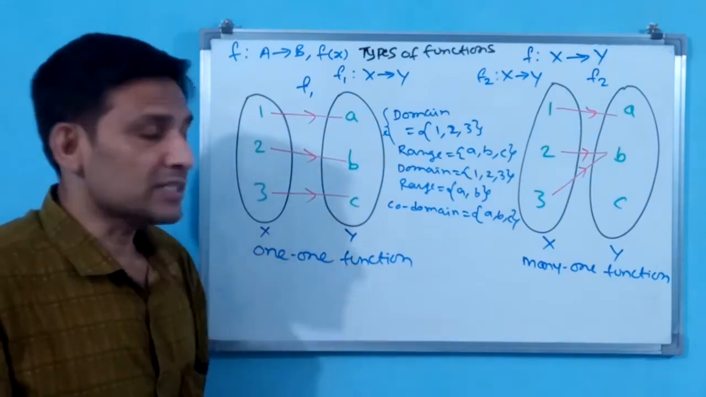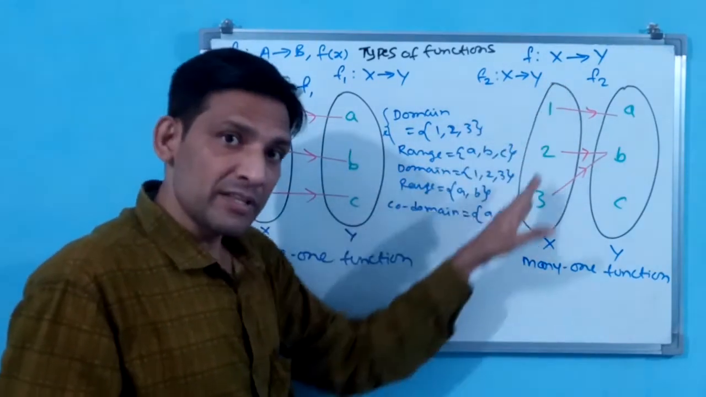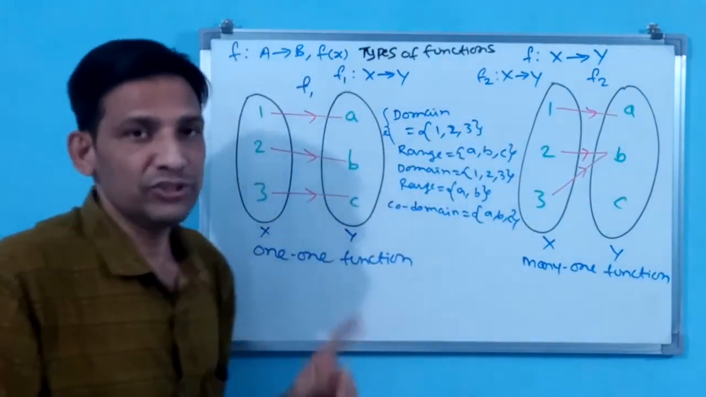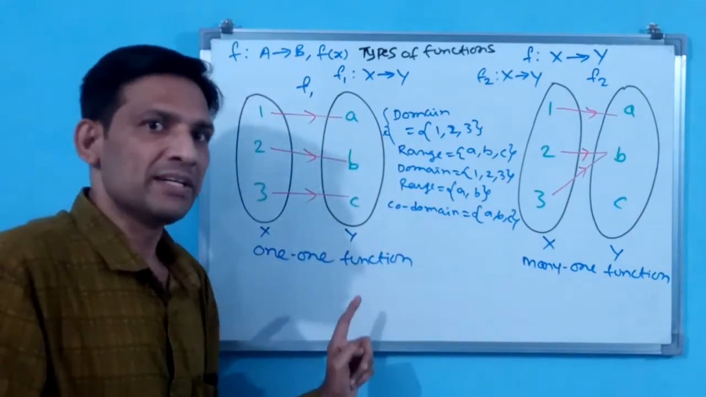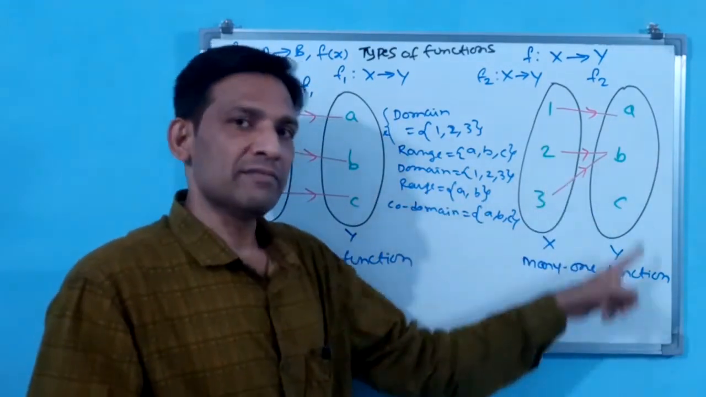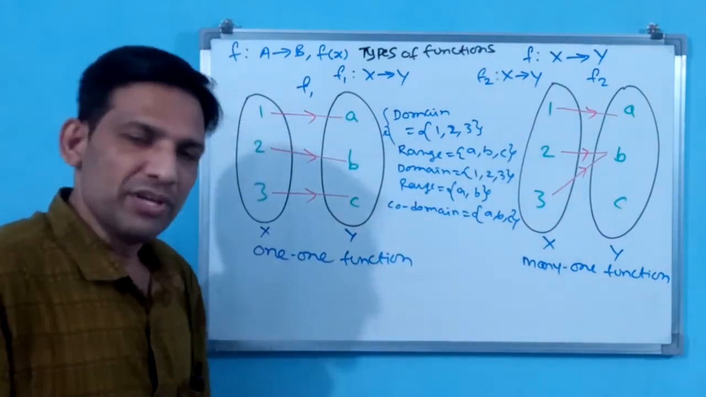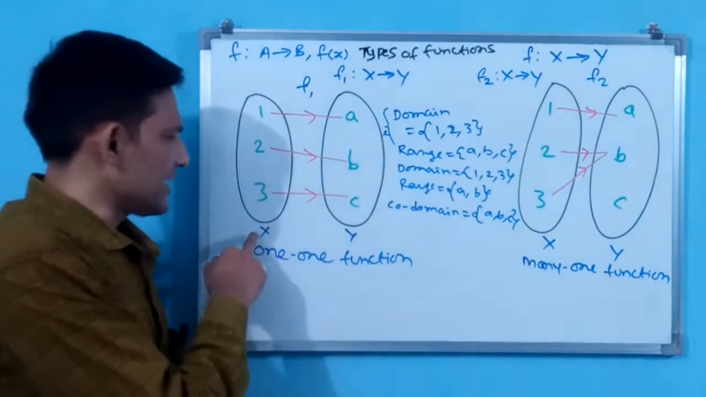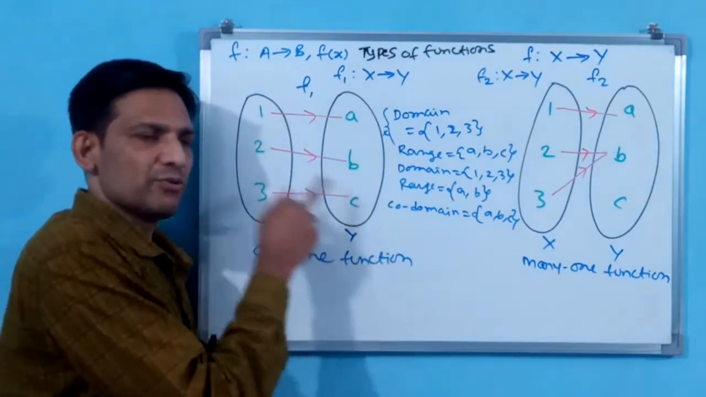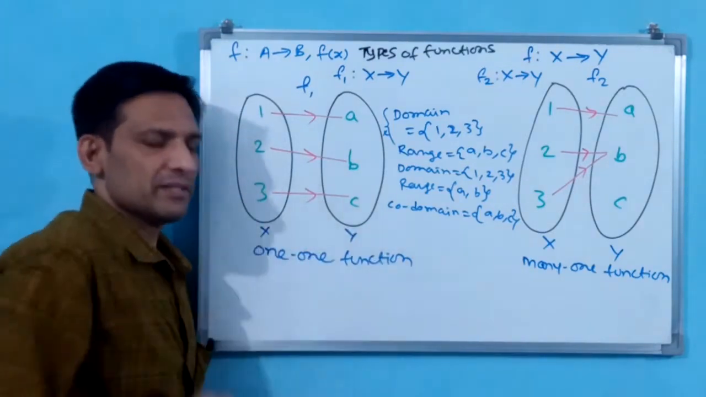But for becoming a function, every element in the domain should have a relation. Each and every element from the domain should have one and only one image in B, Y. See, here X means here Y, here P means here Q, here A means here B. That's all.